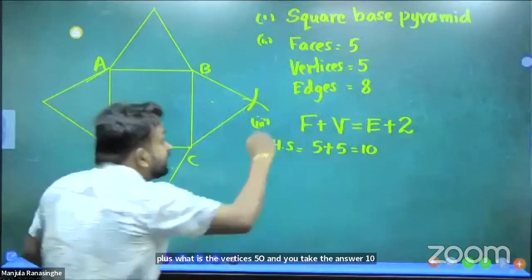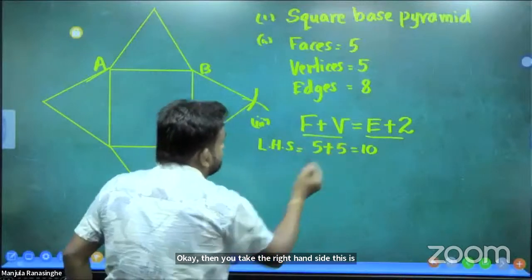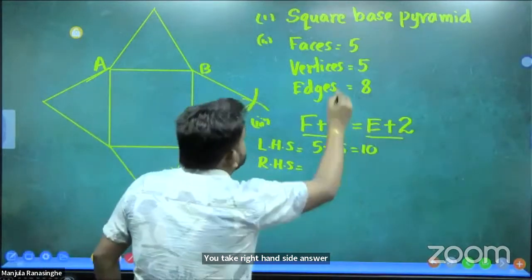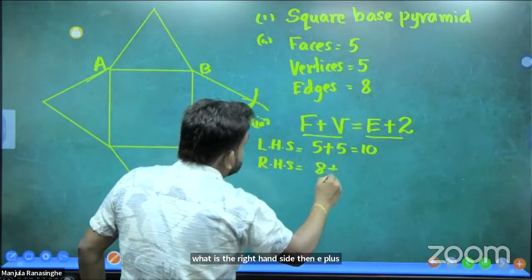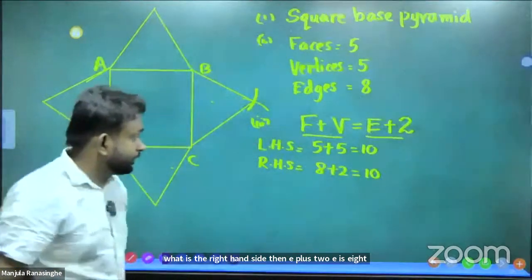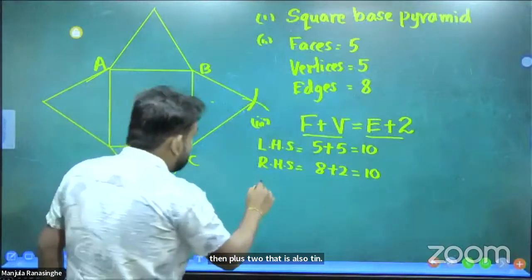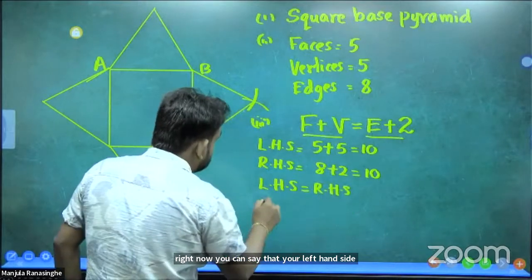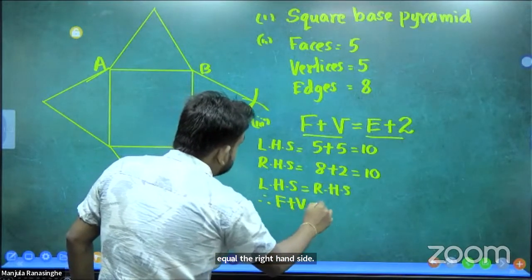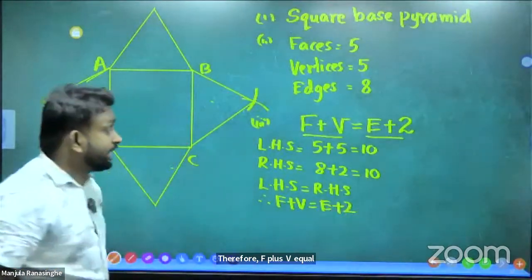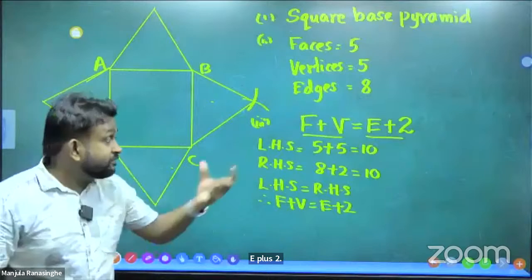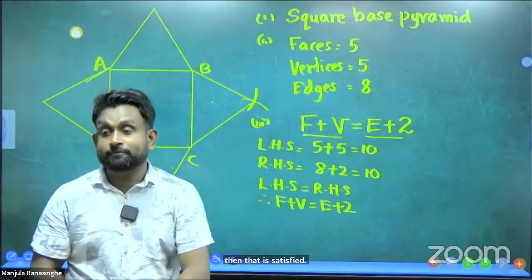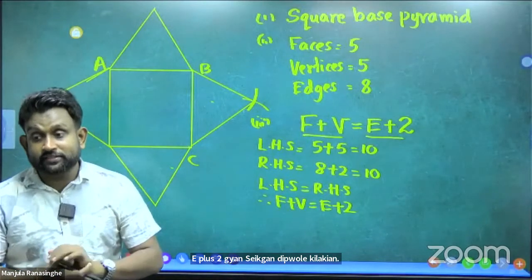Then take the right hand side, e plus 2. e is 8, plus 2, that is also 10. Now you can say that the left hand side equals the right hand side. Therefore f plus v equals e plus 2 is satisfied. Get the answer for f plus v and for e plus 2 on both sides, and say both sides are equal. That is how you prove it is satisfied.